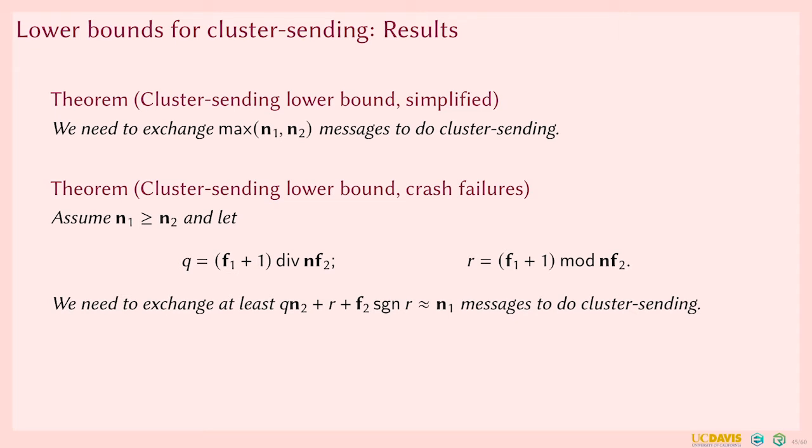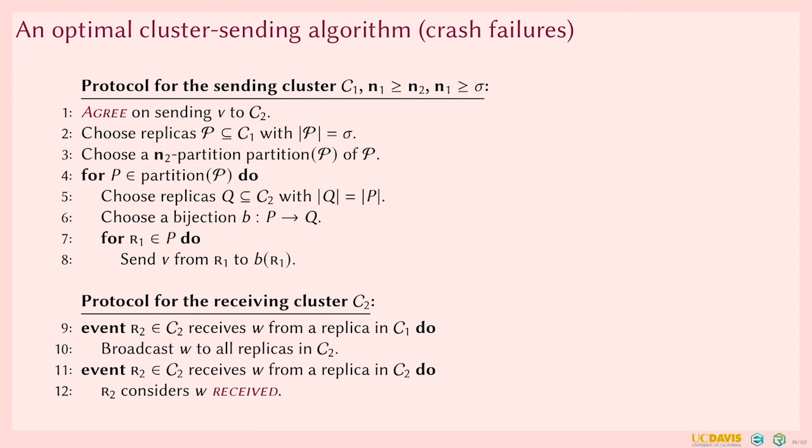And there we see that, well, if we want to do cluster sending, then we need to exchange a number of messages that is linear in the number of replicas. And to go more specific for crash failures, we really see that the number of messages is determined by the ratio between faulty replicas in one of the clusters and the non-faulty replicas in the smaller cluster. And of course, to deal with differences in sizes, we also have some remainder term that makes things a bit more complicated than that. Of course, having a lower bound doesn't mean anything if we don't have a protocol that can achieve this lower bound, an optimal protocol in that sense.